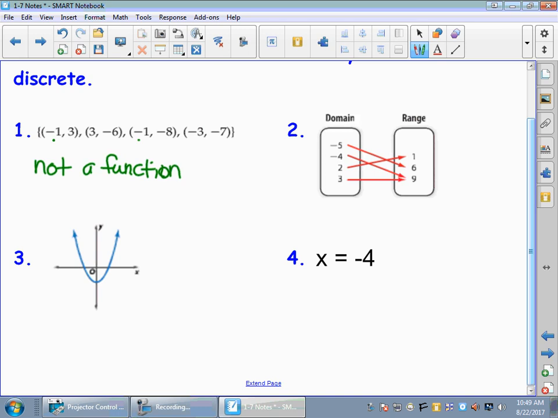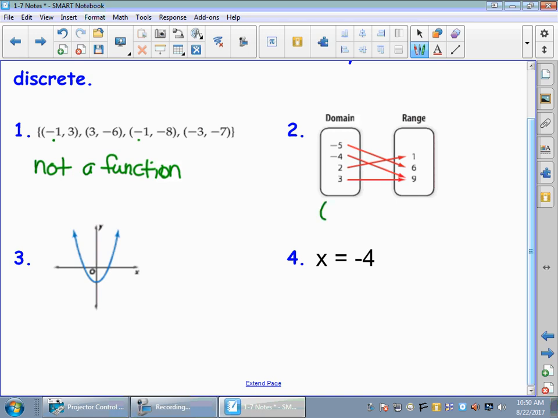Number 2, I'm looking at the mapping. Same idea. I could write it as a pair, I could graph it if I needed to, but I'm just making sure that the domain doesn't go to two different ranges. So -5 goes to 6, but -5 only goes to 6. -4 goes to 9, 2 goes to 1, and 3 goes to 9. So I see that -4 and 3 both go to 9, but that's okay.